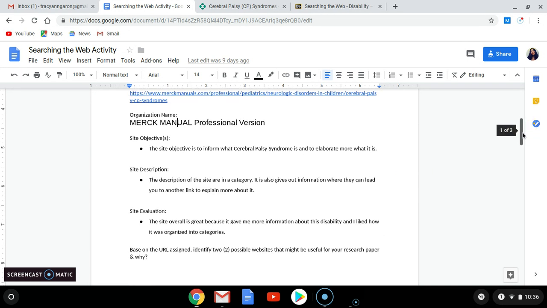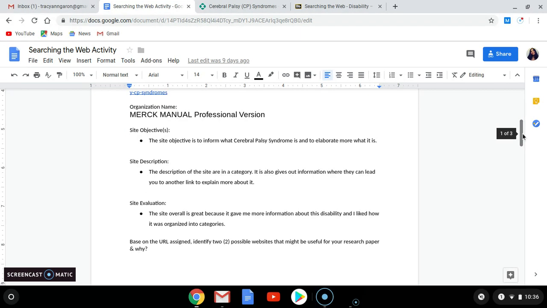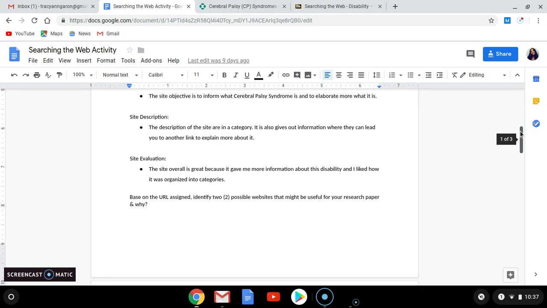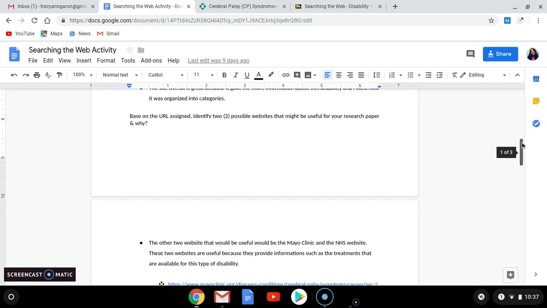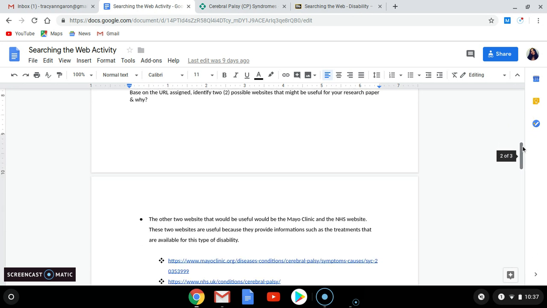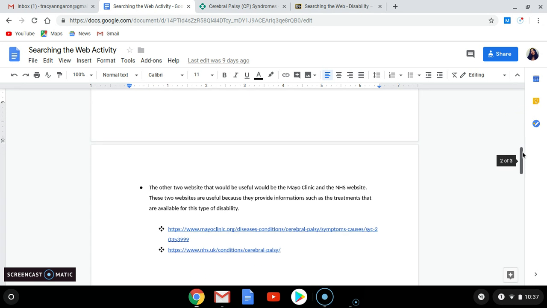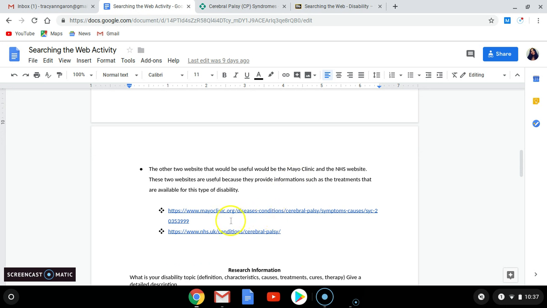The site overall is great because it gave me more information about this disability, and I liked how it was organized into categories because it made it easier for me to find where the information was. Okay, so two possible websites that might be useful for research would be the Mayo Clinic and the NHS website. These two websites are useful because they provide information such as the treatments that are available for this type of disability.